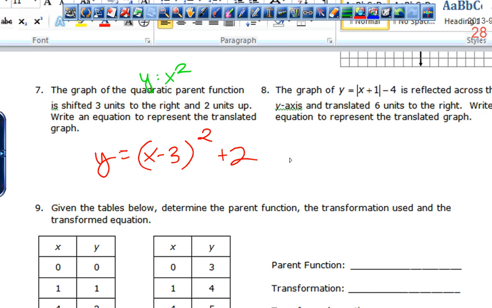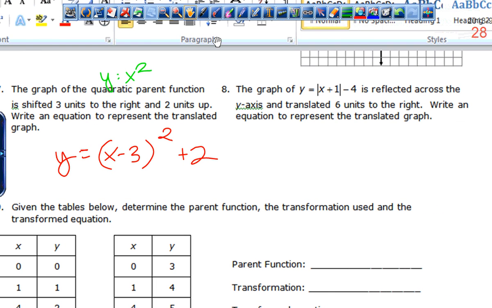Now 8 is saying, given this graph, if I want to reflect it across the y-axis, let's change that to x-axis, shall we? X-axis, translated 6 units to the right, how is that going to affect stuff? How do I do the reflection deal? And flip it over the axis. How do I do that? Put a minus sign in front.